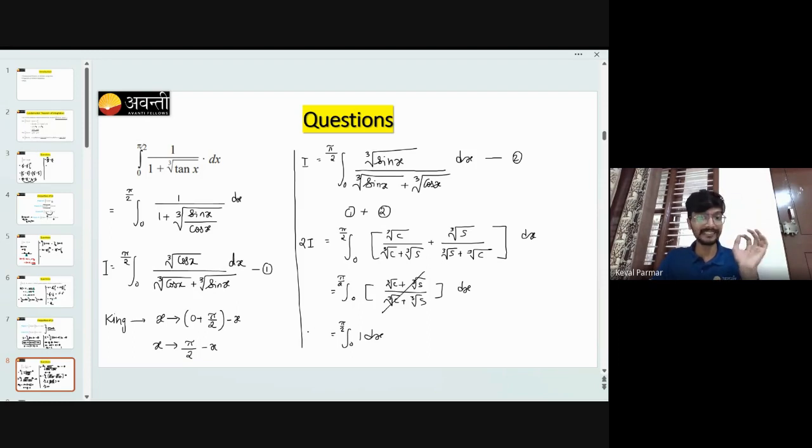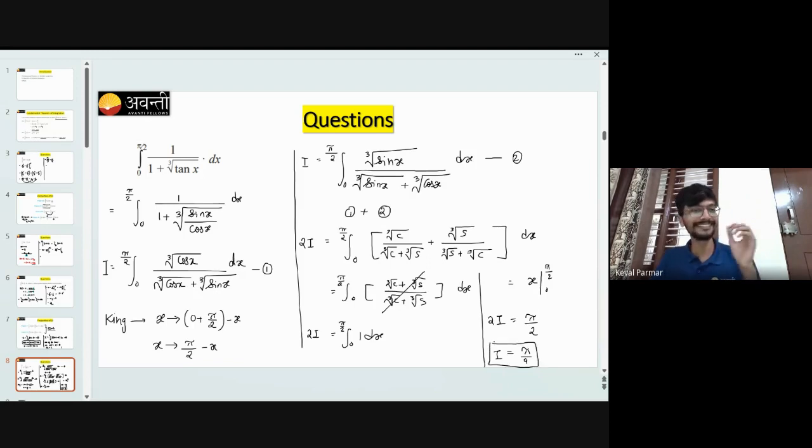Now don't forget, this is the value of 2I. Many times I personally make this mistake. That is, in the final answer, I select the answer of 2I, not I. So many times I've lost my marks in tests like this. So I hope you don't make the mistake. What is the integration of 1? It is x from 0 to pi by 2. That is, my answer will be pi by 2. No, my answer will be pi by 4. This is what I was talking about. Many times you must have also made the same mistake.